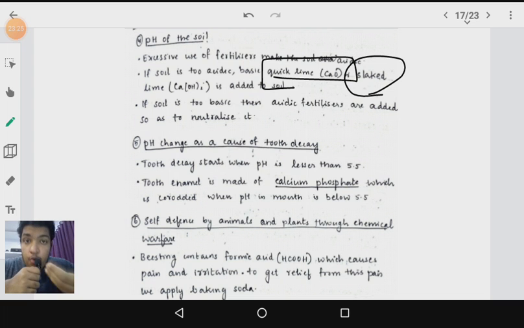If the soil is too basic, then what will we add? We will be adding acidic fertilizers so as to neutralize it. If base is more, we will add acids, and if acid is more, we will be adding bases.